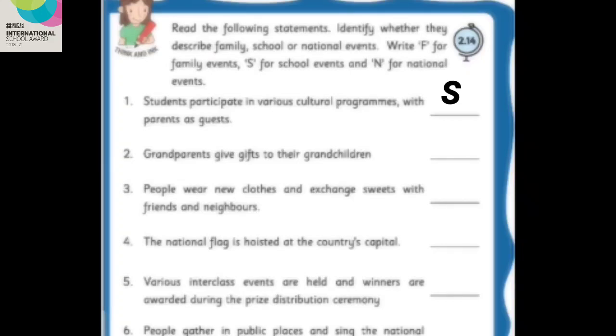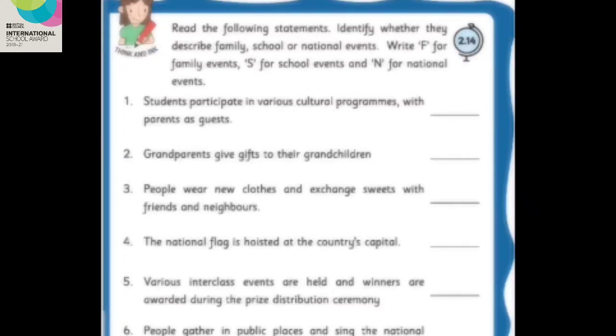Second, grandparents give gifts to their grandchildren. Grandparents grandchildren gifts കൊടുക്കുകയാണ്. അപ്പോൾ അതെന്തായിരിക്കാം? അത് ചിലപ്പോൾ ബർത്ത്ഡേ ഫംഗ്ഷൻ ആയിരിക്കാം, അല്ലെങ്കിൽ എക്സാമിൽ നല്ല മാർക്ക് വാങ്ങിയതിനോ അങ്ങനെ എന്തെങ്കിലും ആയിരിക്കാം, അല്ലേ? So this can be a family event where you can mark it as F. Third, people wear new clothes and exchange sweets with friends and neighbors. അപ്പോൾ ഇവിടെ എന്താ ഫാമിലി ഉണ്ട്, ഫ്രണ്ട് ഉണ്ട്, എല്ലാവരും ഉണ്ട്. അപ്പോൾ definitely this is a family event, so mark it as F.